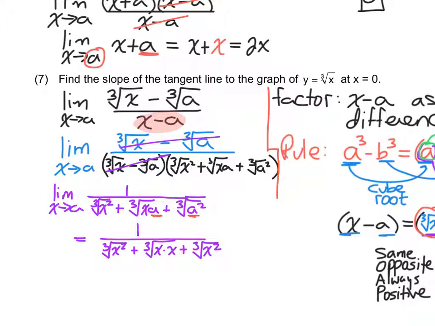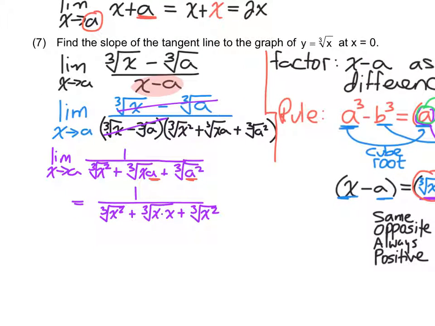So what we have here are three separate instances of the cube root of x squared. Just the middle one's written a little differently because it was written as x times a, so I changed that to x times x, but that's the same as x squared. So what does it simplify down to? 1 over what? How many of the cube root of x squared do I have? 3 of them.